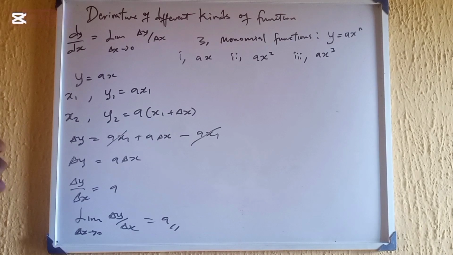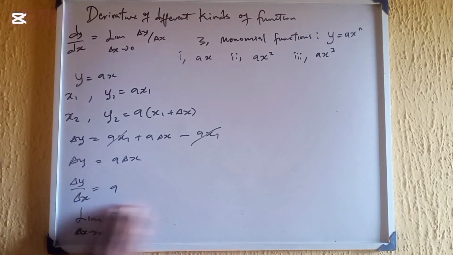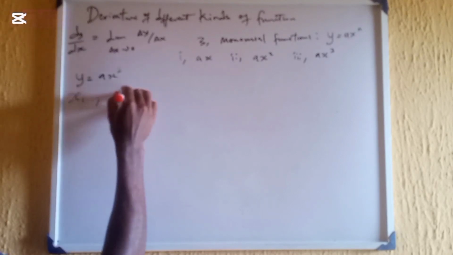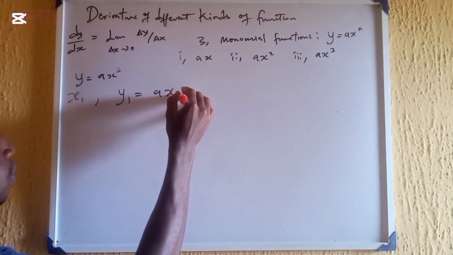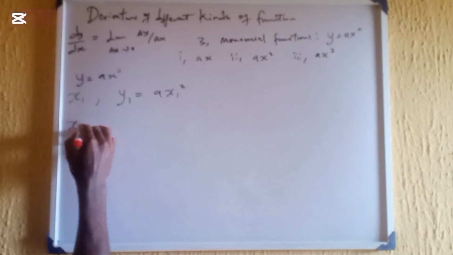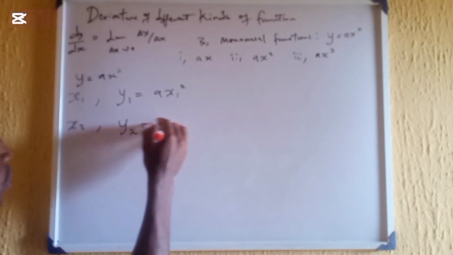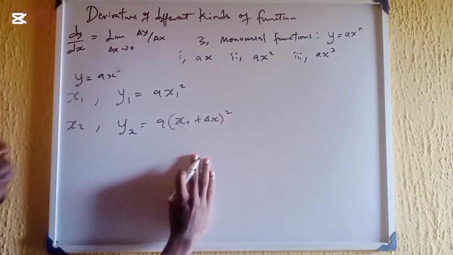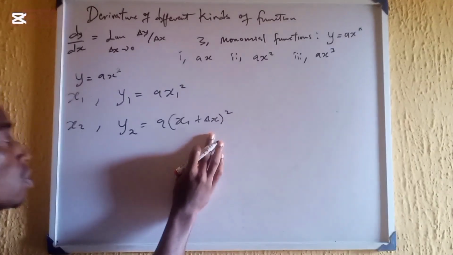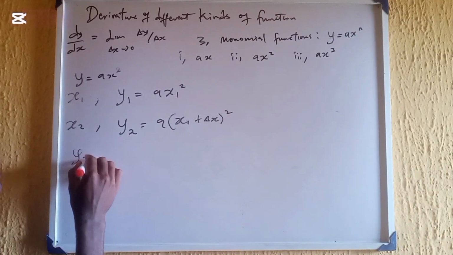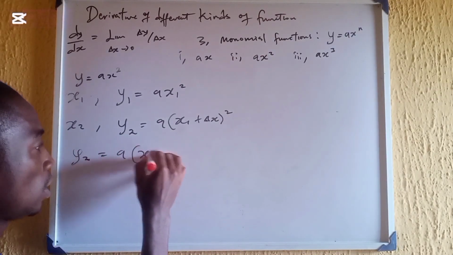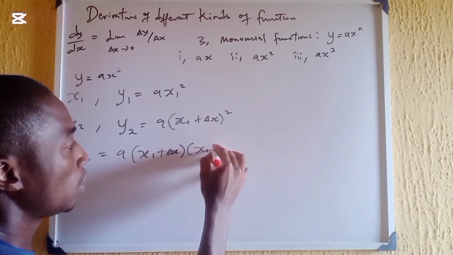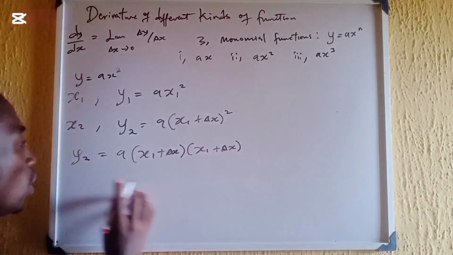And let's look at y equal to ax squared and see what happens. Now, for x1, we'll be having y1 is equal to ax1 squared. Then for x2, we'll be having y2 is equal to a into x1 plus change in x squared. Because this is our x2, x1 plus change in x. So y2 is equal to a into x1 plus change in x, x1 plus change in x. So what do we have?